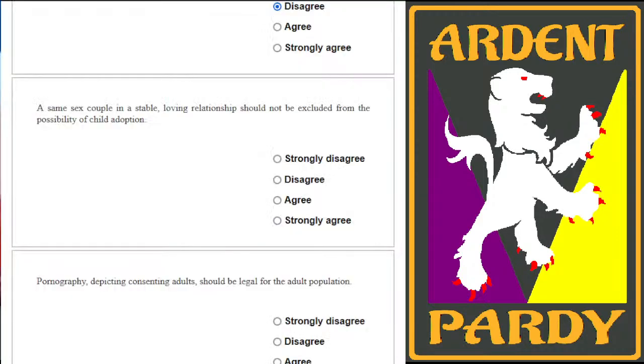Let's see here. Okay. A same-sex couple in a stable, loving relationship should not be excluded from the possibility of child adoption.